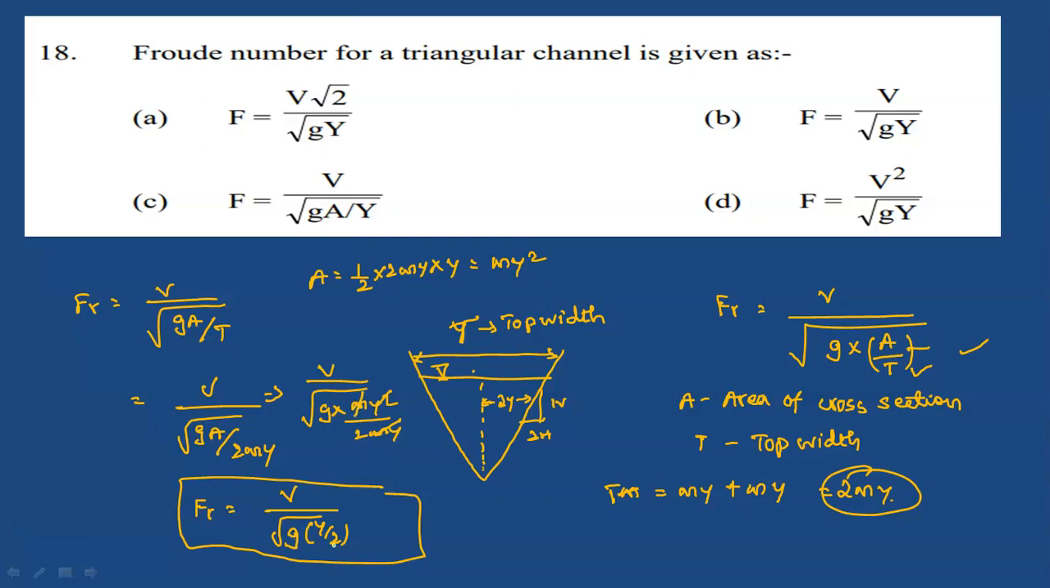Okay, so here the 2 we can represent this as root 2. So V is root 2 divided by root of G. So Gy. Therefore option A is the correct answer. Okay, for this question.